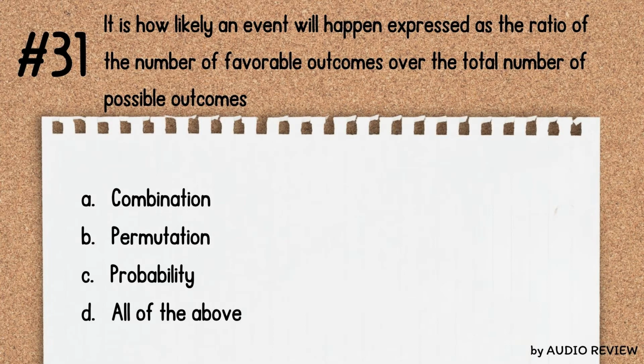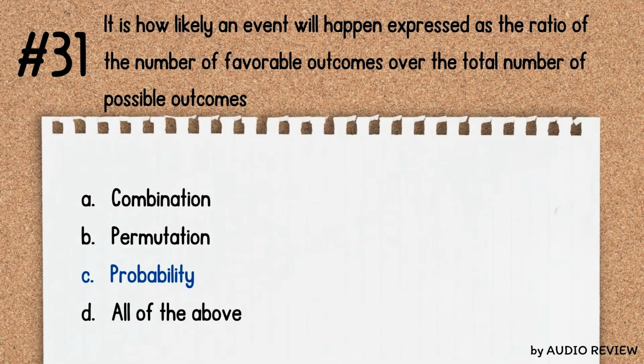A. Combination. B. Permutation. C. Probability. D. All of the above. The answer? It's C. Probability. Probability. It is how likely an event will happen expressed as the ratio of the number of favorable outcomes over the total number of possible outcomes.